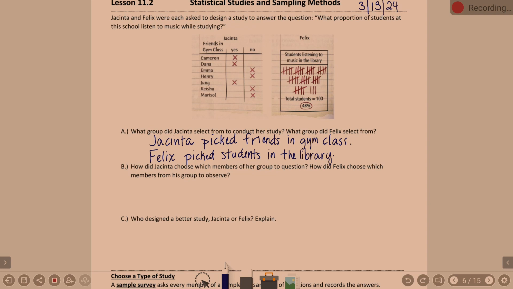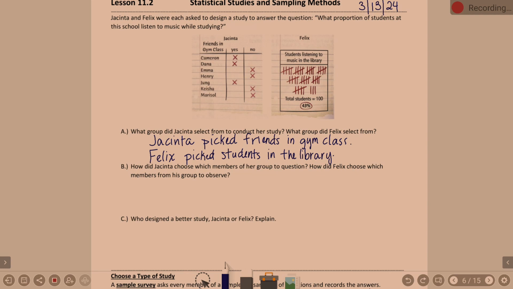But did he only pick people listening to music in the library? No, it's just the hundreds. Yeah. The tally marks represent students in the library listening to music. However, what's it say he total surveyed? 100 students. So that means there's the other piece of that group that we assume is also in the library, but not listening to music.